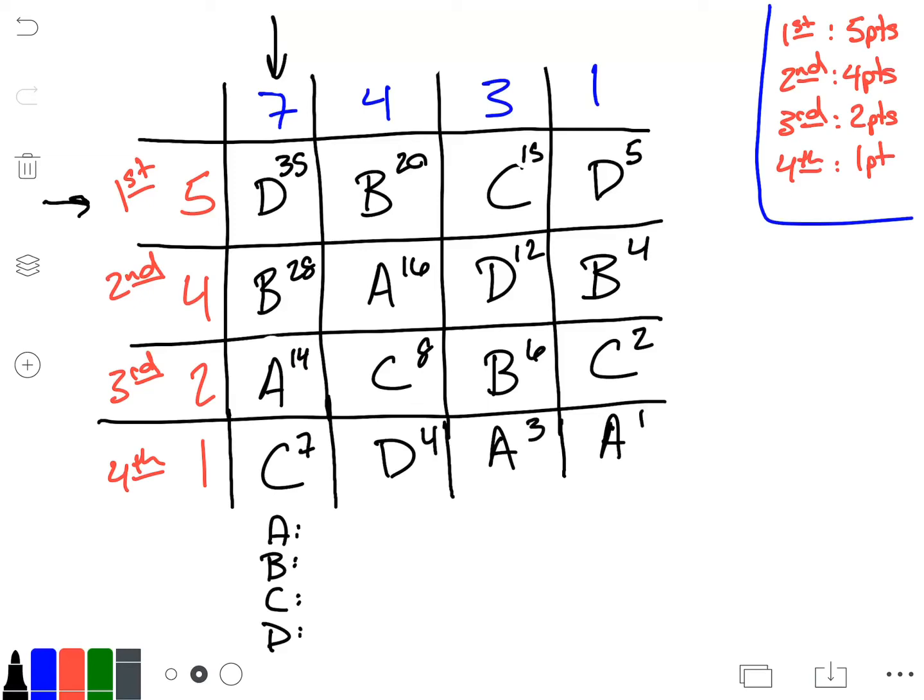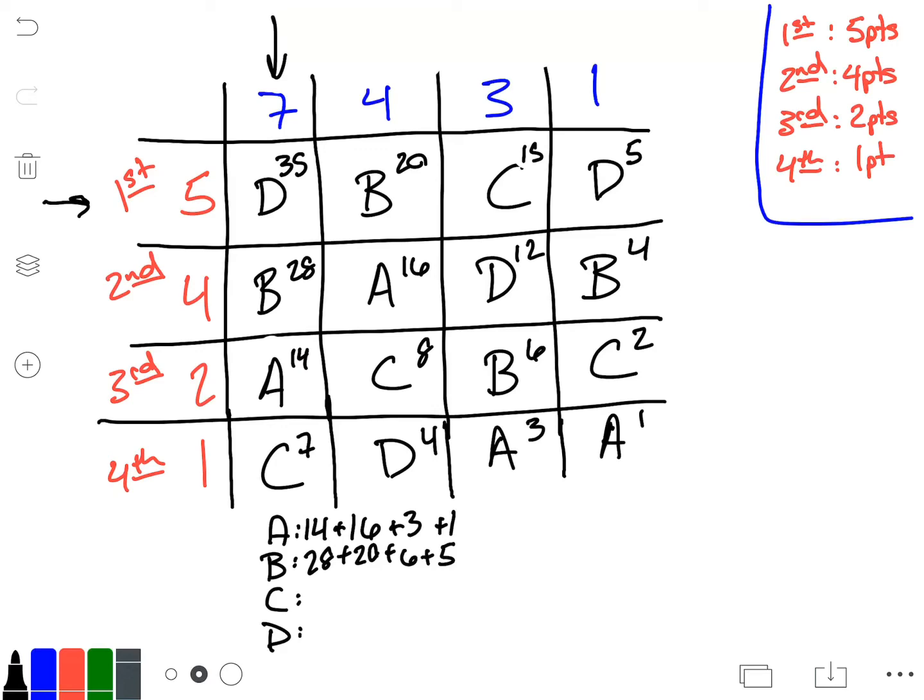So once again, we're going to look for all of the total points for each number. So A had 14 in the first column, 16 in the second column, 3 in the third column, and 1 in the last column. We'll once again worry about the addition later. I just want to group all of our points. So B in our first column has 28 points, 20 in the second column, 6 in the third column, and 5 in the final column.